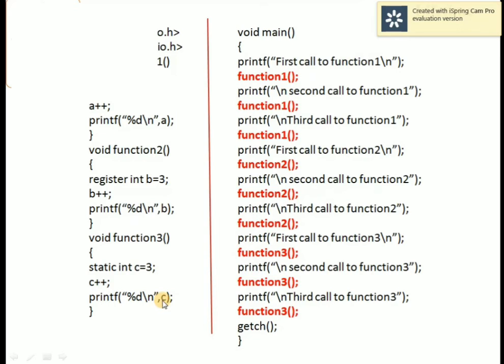Clear? In the previous functions, the value was not being retained by these variables because they were auto and register. In case of auto and register, the lifetime is only within the block, but in static, the lifetime is until the program terminates its execution.